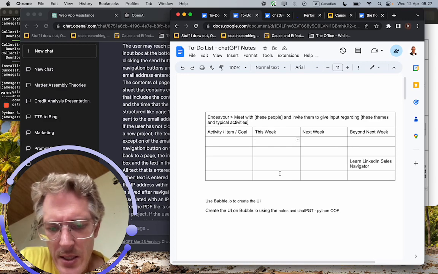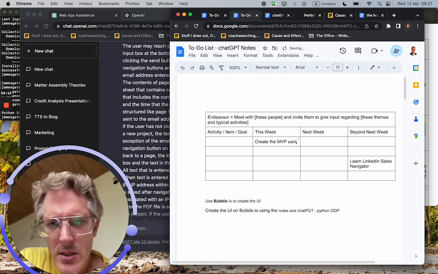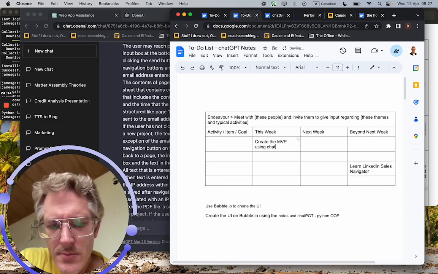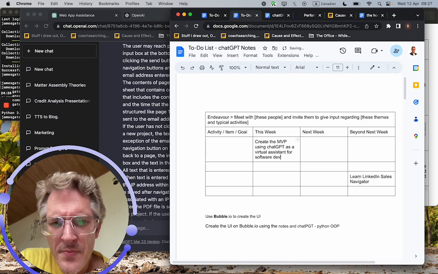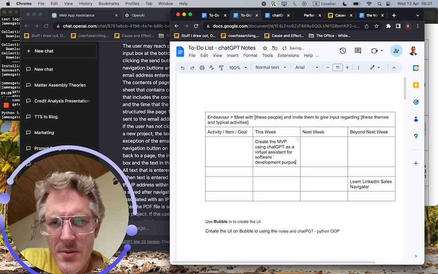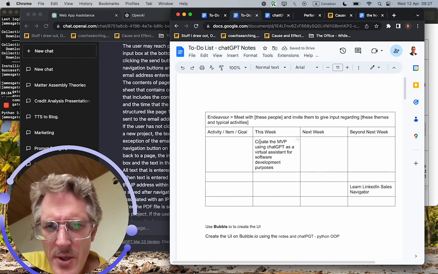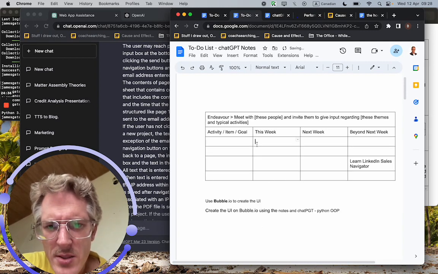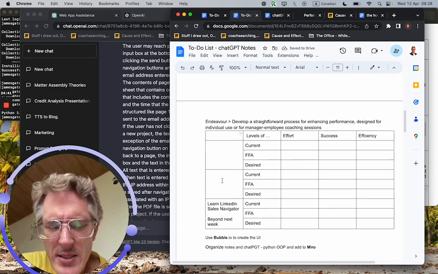Well, obviously, I need to actually create the MVP using ChatGPT as, what did he call himself? A virtual assistant? Assistant for software development purposes. And then, all right, but do we need to break that down into smaller parts? Because we can put that down as the task.